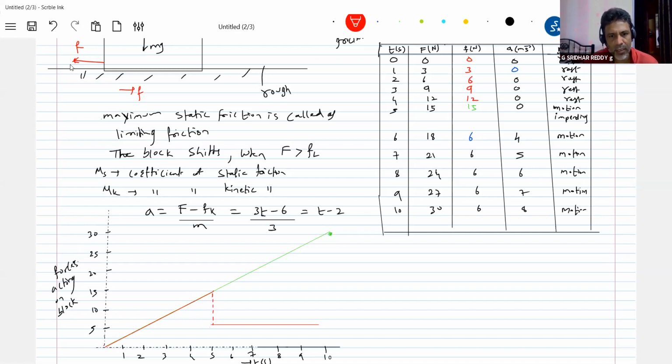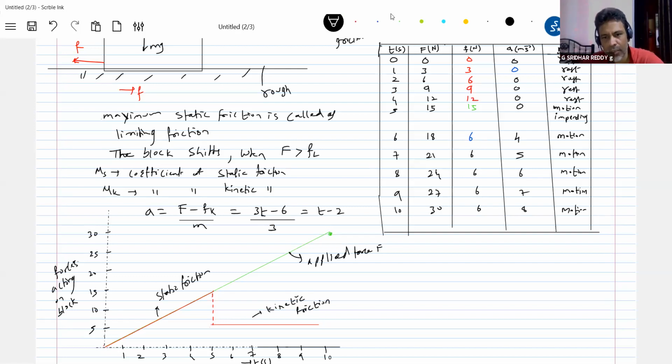So though the applied force is increasing, what is this? This is the applied force F. And what about this? This will be the static friction. And this is kinetic friction. Look at this, kinetic friction is independent of applied force. So let me plot another graph showing both the applied force with the friction.